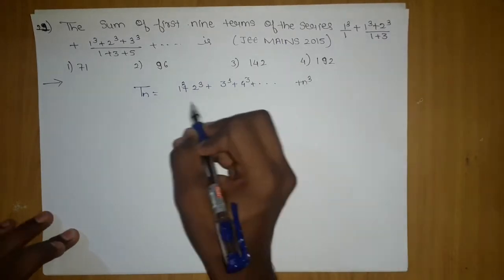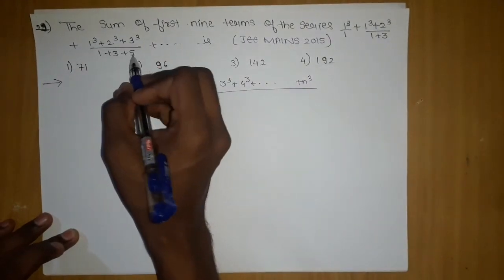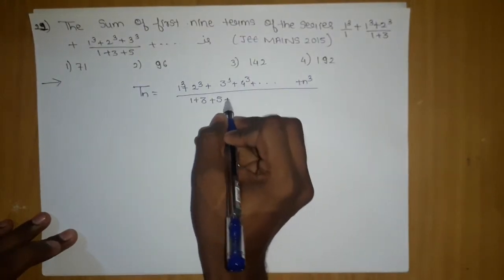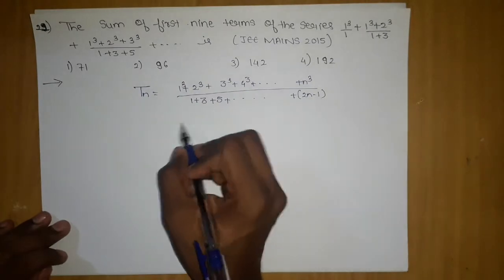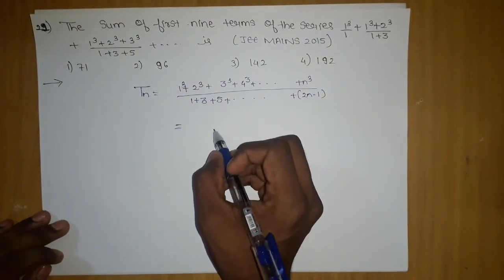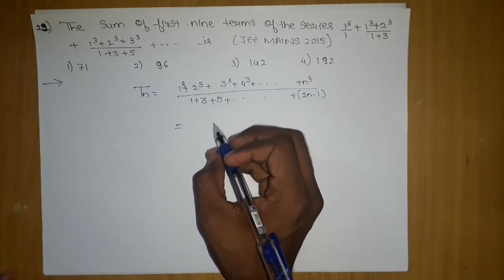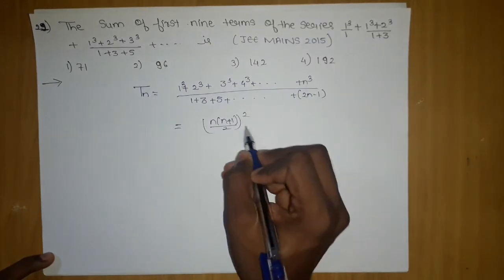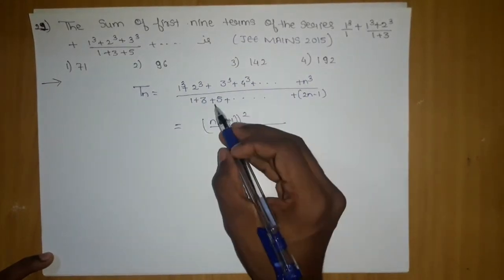till n cube, right? Upon, here it is 1, here it is 1 plus 3, here it is 1 plus 3 plus 5. So it is nothing but odd terms: 1 plus 3 plus 5 and so on. What will be the last odd term? 2n minus 1. What is the sum of cubes of all natural numbers? We have studied the mathematical induction formulas for the sum of squares and the sum of cubes of n natural numbers. So it is n into n plus 1 by 2, the whole square, upon the sum of odd terms.